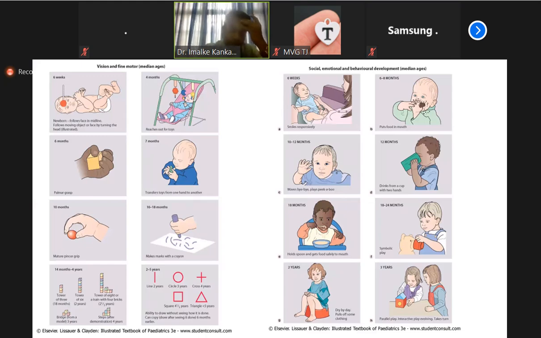And social behavioral wise, I would say put food in mouth and wave bye-bye are most important for your exam. Now be confident to do this station. Don't make faces when you are asked to do developmental assessment.